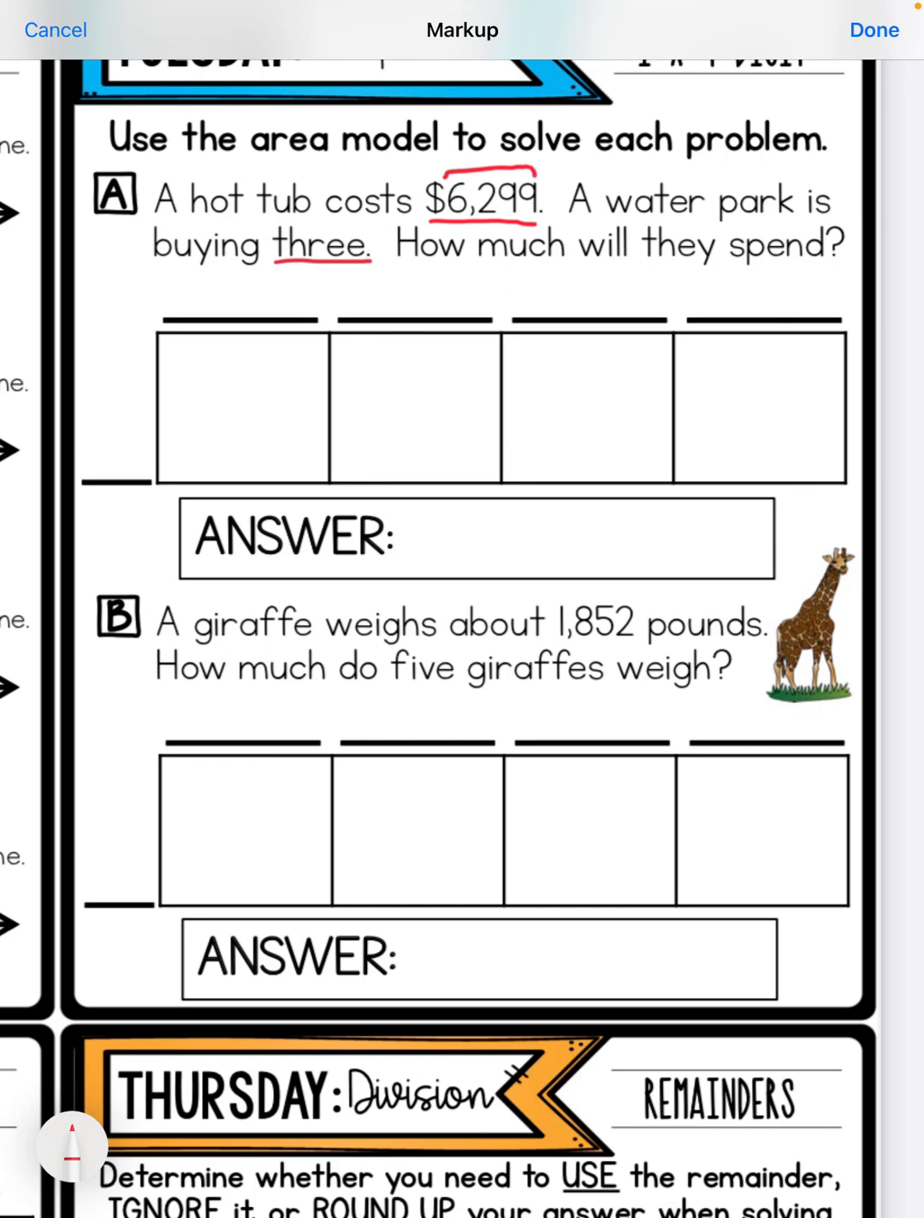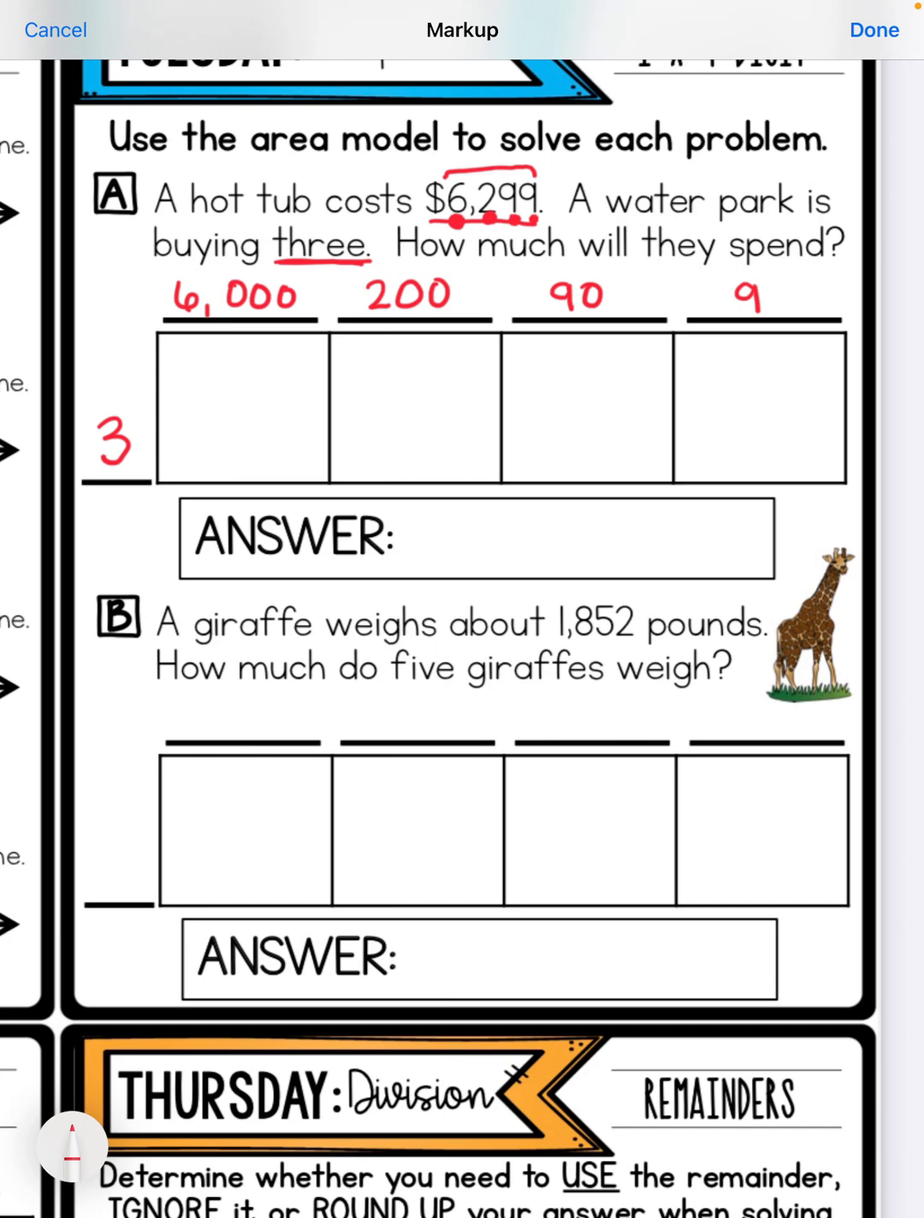into an expanded form, meaning the 6 has a value of 6,000. This 2 has a value of 200. This 9 has a value of 90. This 9 has a value of 9. And then I'm multiplying it by 3 because the water park is buying 3 of these hot tubs.